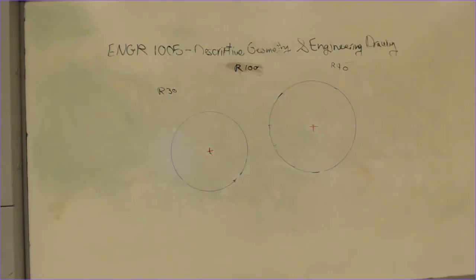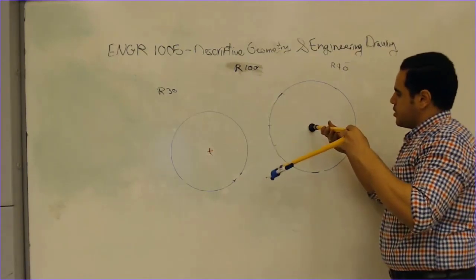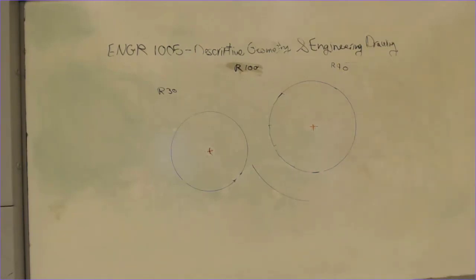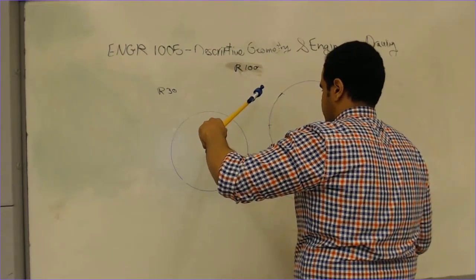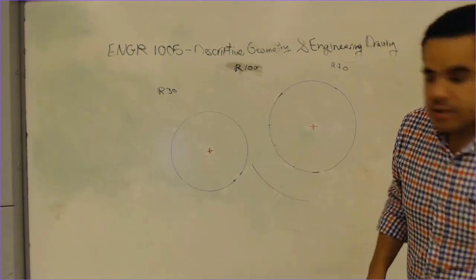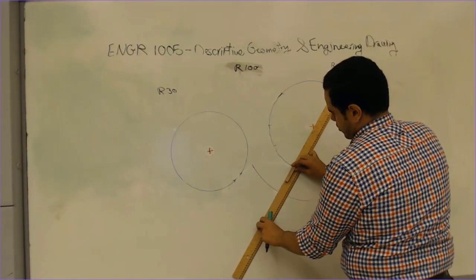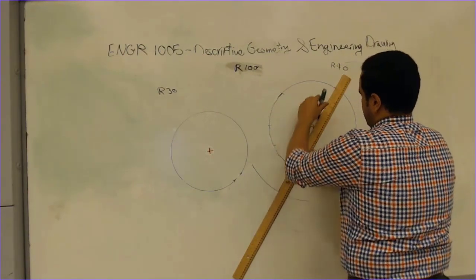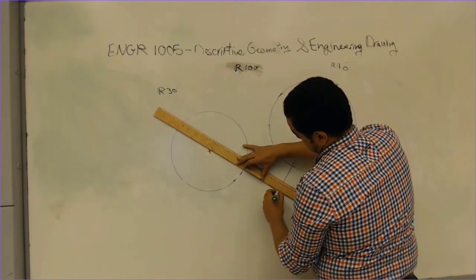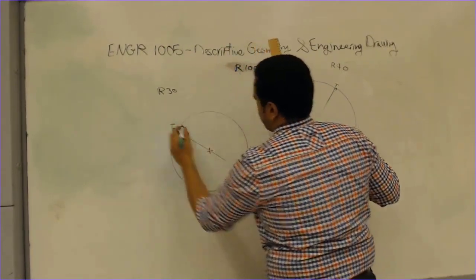So let's start with 100 minus 40 is 60, which is this one. This is 60. Okay, and 100 minus 30 is 70, which is this one. Again, I'm going to connect this point here. So this is my first point of tangency, and then I'm going to connect this one there, and this is my second point of tangency.